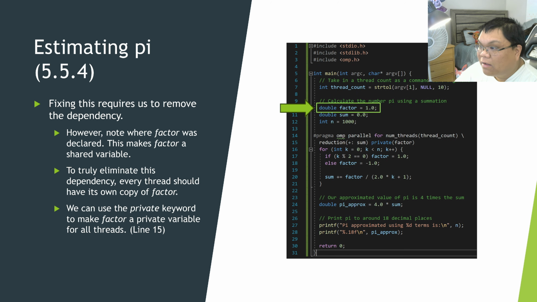There is a little bit more, however. Note where factor was declared. Because we declared it way out here, this makes factor a shared variable. If we really want to truly, once and for all, eliminate any sort of dependencies, we must have every thread have its own copy of factor. In this code here, all we gotta do is add an extra clause to our directive, private factor. This makes it so that every thread has a private copy of the variable called factor.